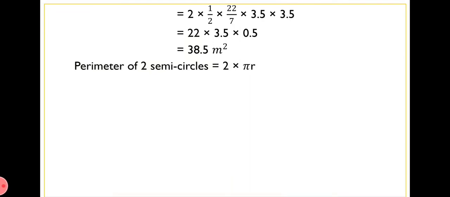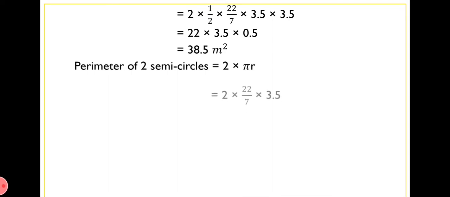We know that circumference of the circle is given as 2 pi r. Now we want to find it for a semicircle, so we will make it half. So we will get circumference of semicircle as pi r. And as we need it for two semicircles, we multiply by 2. So we get the formula 2 into pi r.